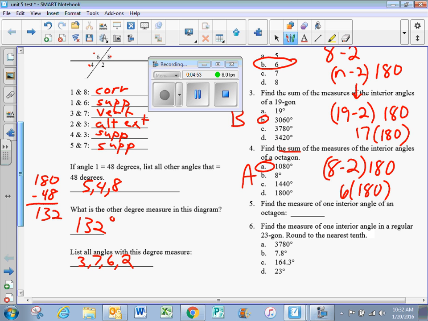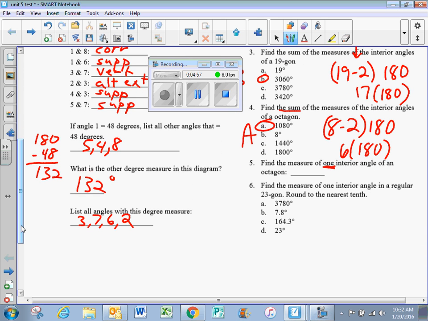Now it says find the measure of one angle. 135. So if it adds up to be 1080, how much is one of them? Well, I take the sum and divide by the number of sides, which is 135 degrees. Most of you got that one right. Good job. Unless you didn't read it closely.